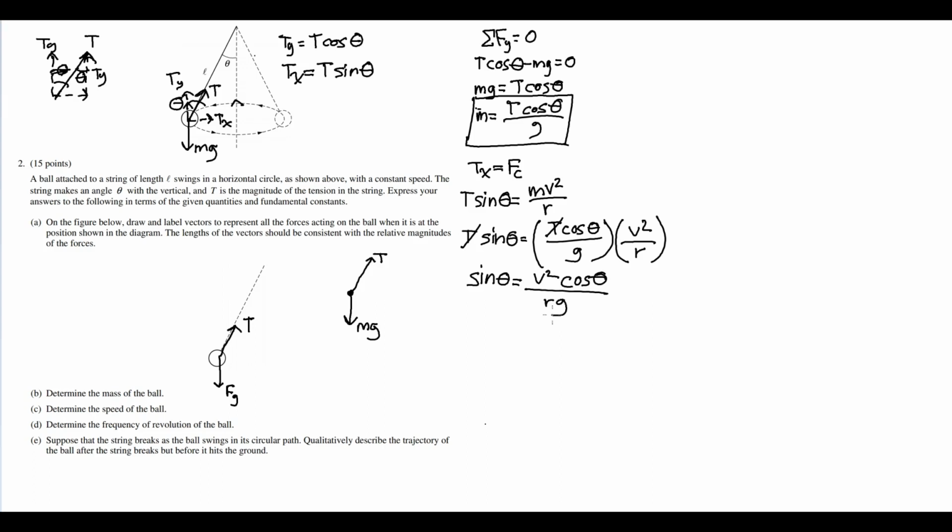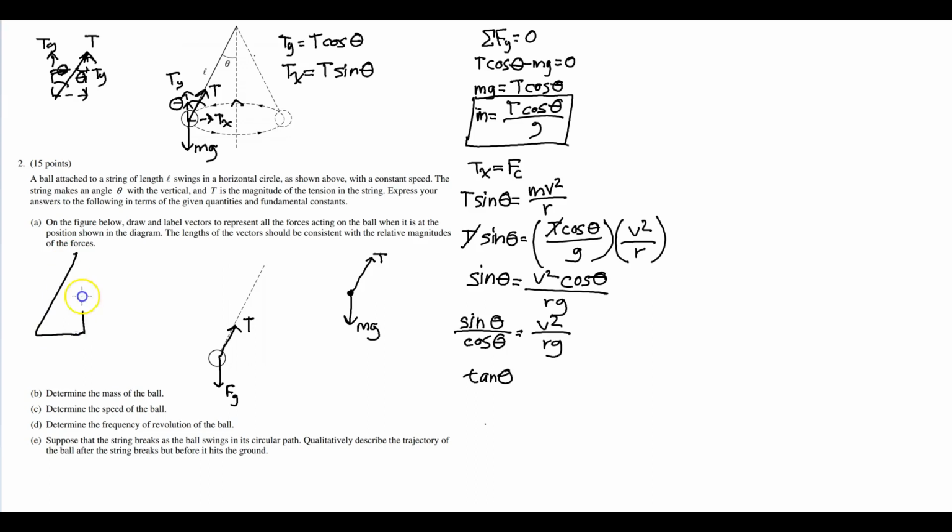So what if you divided both sides by cosine theta? Right? And then we're left with sine theta over cosine theta equals v squared over rg. Okay. So what's sine theta over cosine theta? Well, you could prove this if you want. That will equal tangent of theta. Right? So let's just prove it right now.